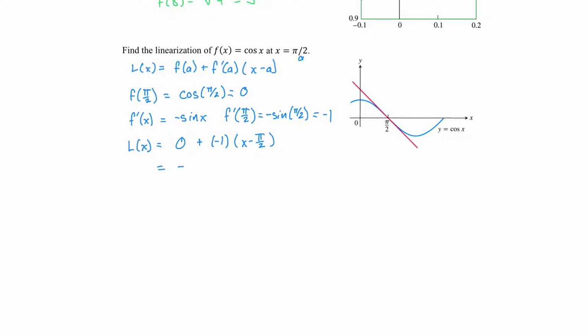Simplifying, it's just going to be minus x minus pi over 2. And distributing that negative, we get minus x plus pi over 2. And you can see over here on the right in red, we do indeed have this linearization. As we look at values somewhere around pi over 2 plus or minus pi over 4, it is a pretty good approximating function, but that quickly becomes a very poor approximation as we move away from pi over 2.